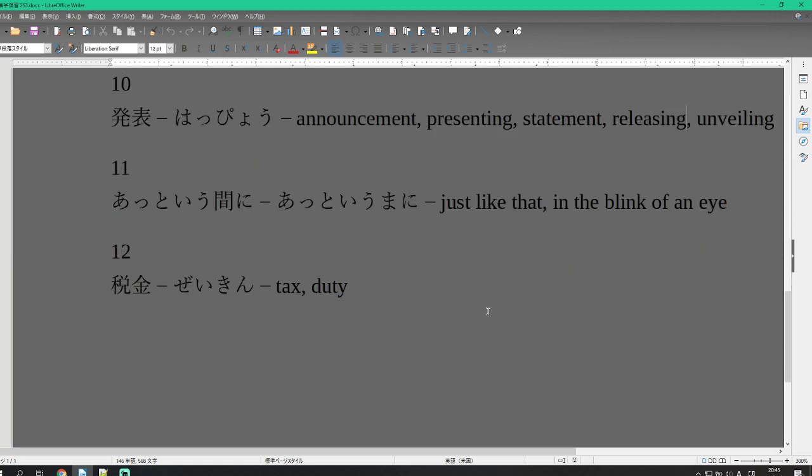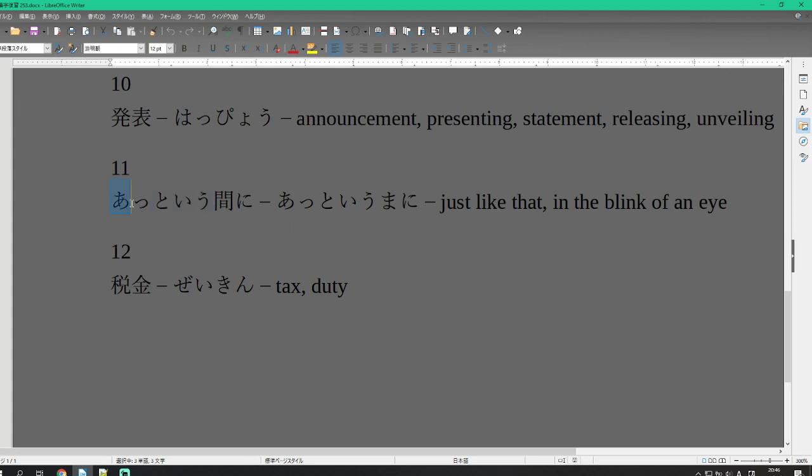Number 11 is atoyumani. Just like that, or in the blink of an eye. Ma is a space, or a period of time. Oyu is like saying what it's called, or what is said. It's to say something, really. Toyumani. Atoyumani.